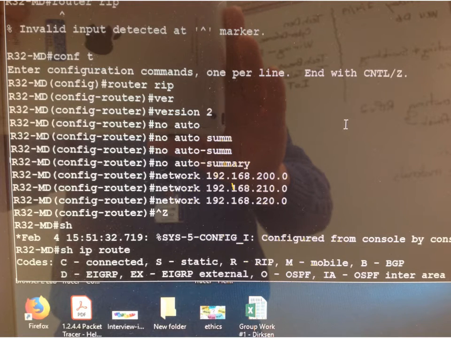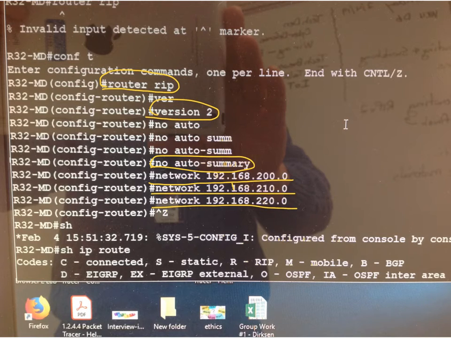I think I turned on RIP version 2, no auto summary, and then I assigned my 3 networks.